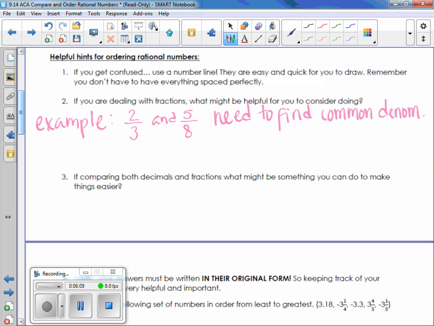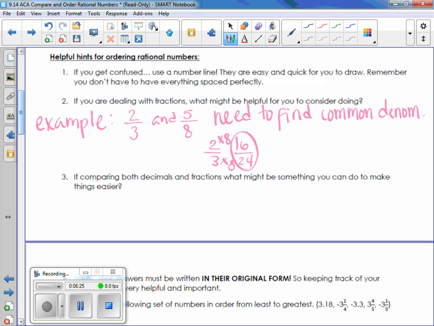So how I'm going to do that is we're going to get the 2/3, and 3 times what gets you to 24? 3 times 8, so we're going to get to 24. So whatever I do to the bottom, I also have to do to the top. So we're going to get 16 over 24, right?